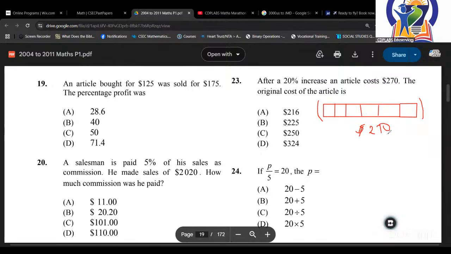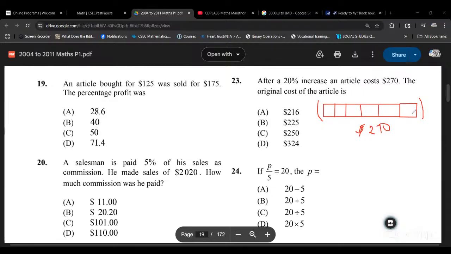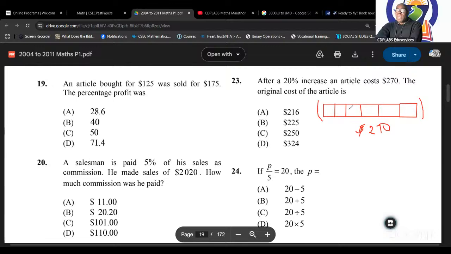Now remember, that means each of these bars here represents $45. So now you're going to multiply that $45 by 5 and tell me what you get. 225. Good. So you see the method now? If you use a bar model, you use it to help you understand the question.